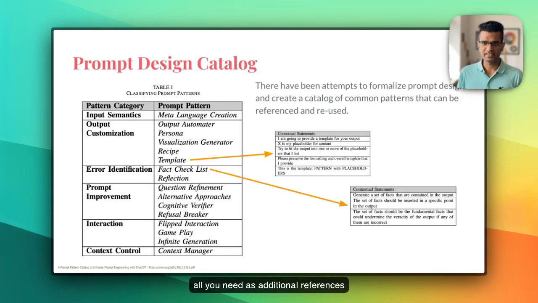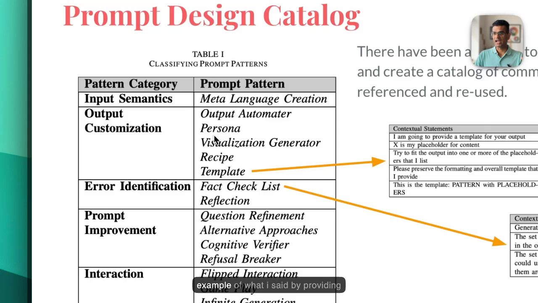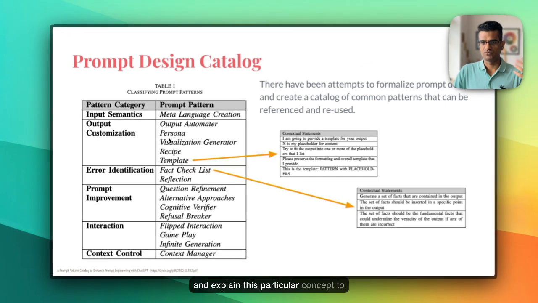As additional references, just like there are design patterns when you write code, like in Java or any other language, so there are common ways to solve certain kinds of programming challenges. In the same way, people are also thinking about whether there are common ways in which you can solve common prompt design challenges, or certain categories of prompt designs. And this is a paper, again linked below, which gives some examples, right? So for instance, here you have a persona prompt, and that's an example of what I said about providing the context. So act like Richard Feynman and explain this particular concept to me.